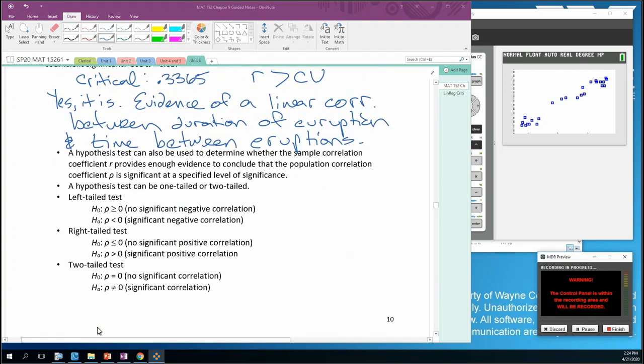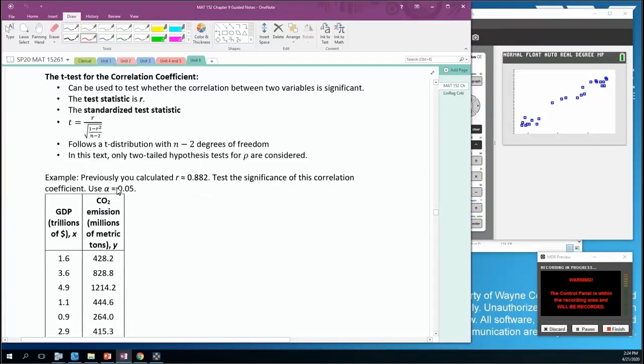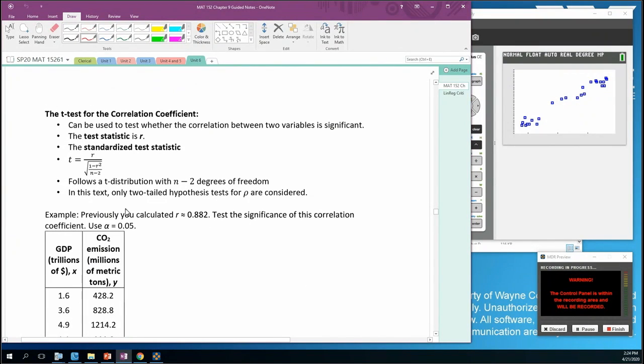So a hypothesis test can be used to determine this. Now, a left-tailed test would be that rho is less than 0 for significant negative. For right-tailed, it would be positive, and for two-tailed, it would just be not equal to. I really haven't seen much practical use of two-tailed hypothesis tests for correlation. Now, we can actually calculate t based on this. t is equal to this, and it'll follow a t distribution with n minus 2 degrees of freedom.